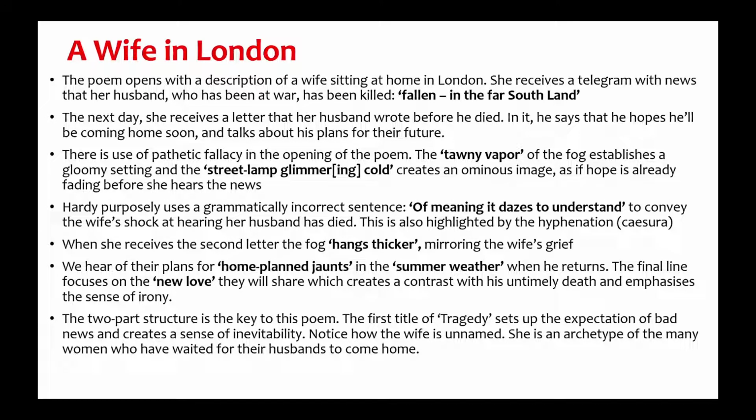The first title of Tragedy almost sets up the expectation of bad news and creates this sense of grim inevitability. And notice also how this is just a wife in London. The wife is unnamed. She almost becomes an archetypal figure for the many women who are waiting at home to hear news of their husbands. So this wife in this poem is very much a universal and archetypal figure.